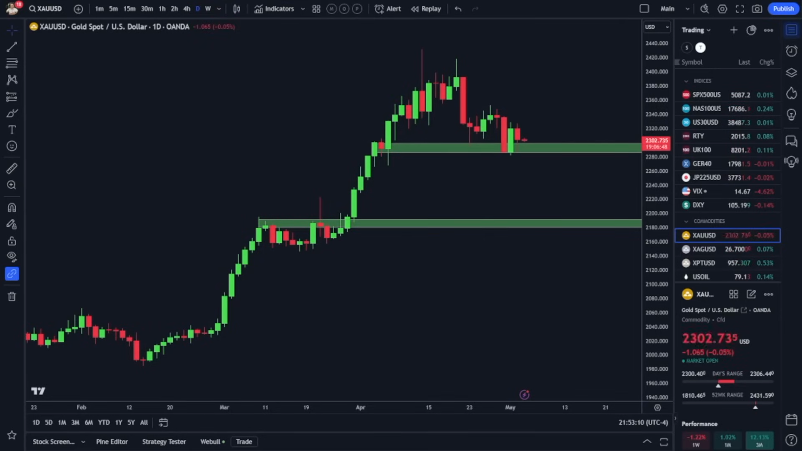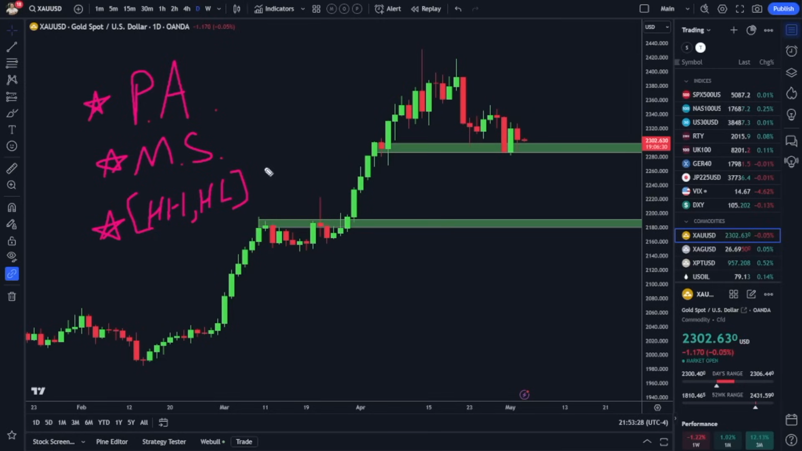So when I say simple technical analysis, I'm talking about very straightforward price action, market structure. We'll put MS for market structure, price action. I'm looking for higher highs, higher lows, or the good old-fashioned lower highs, lower lows, right? This is your simple trend, marking up of charts.